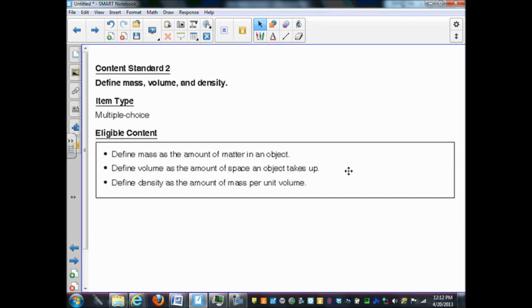So you're going to need to know these definitions, and you'll need to be able to say something about the mass and the volume in comparison to an object's density.